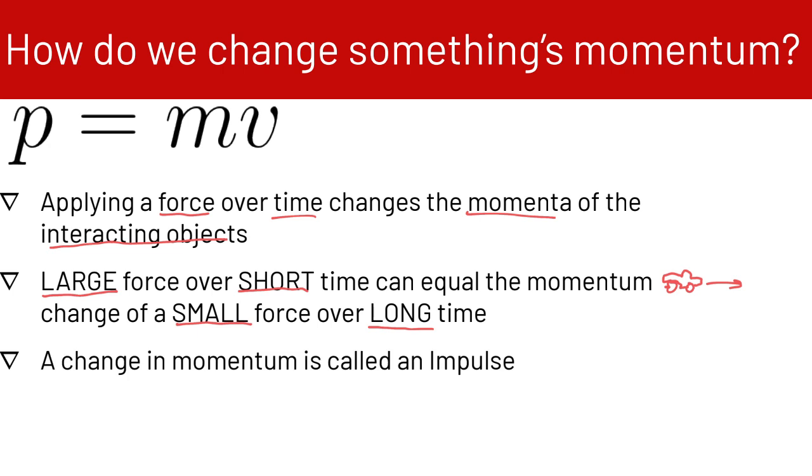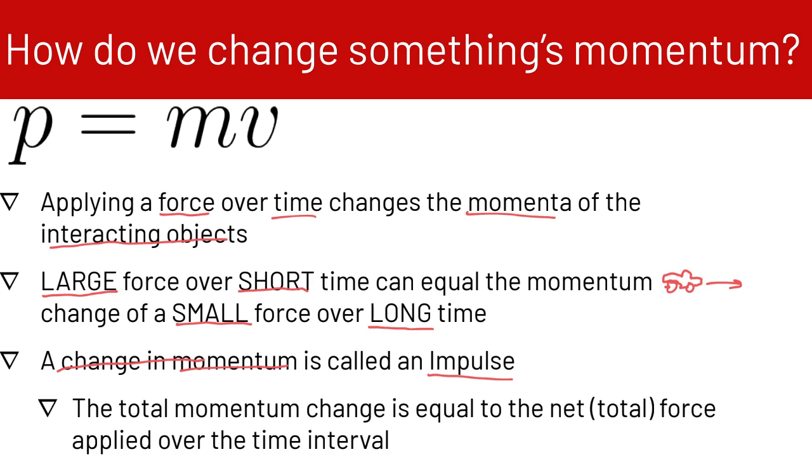The change of momentum is called an impulse. So the total momentum change is equal to the net, or the total force applied over time, and that we call impulse.